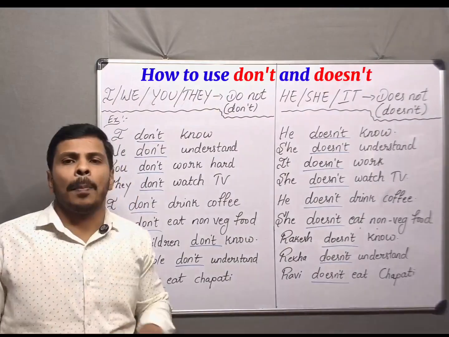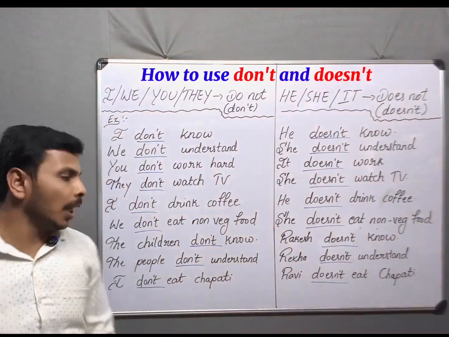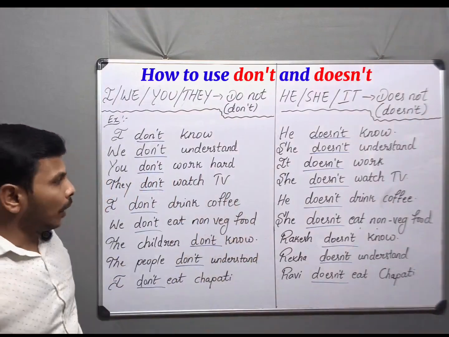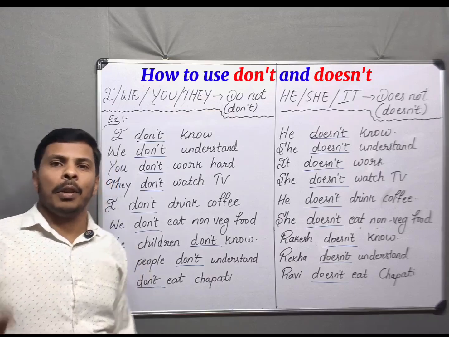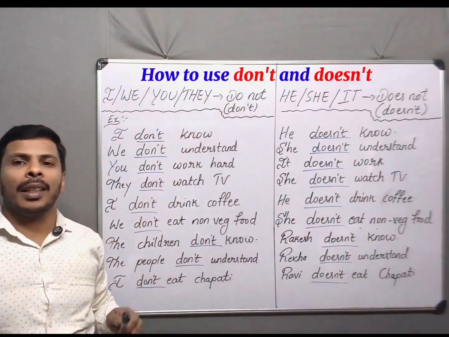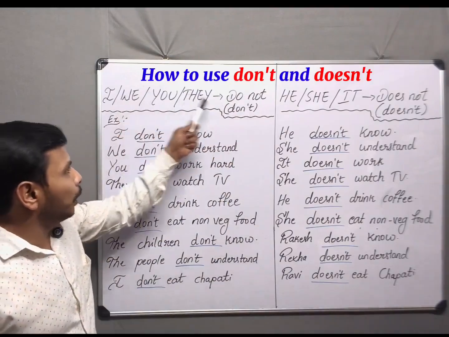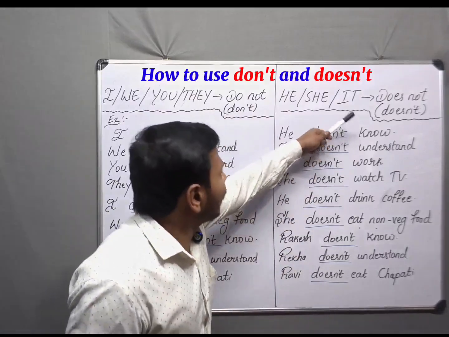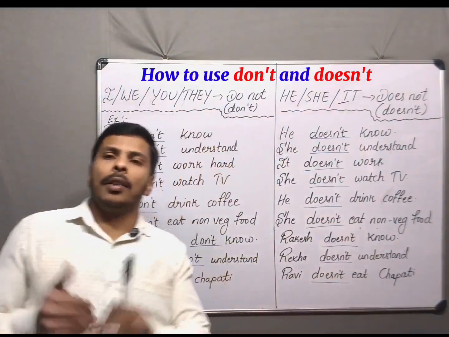I don't eat chapati. Ravi doesn't eat chapati. So like this, dear viewers, always use do not when you start a sentence with I, we, you, they, and always use doesn't when you start a sentence with he, she, it or a noun.